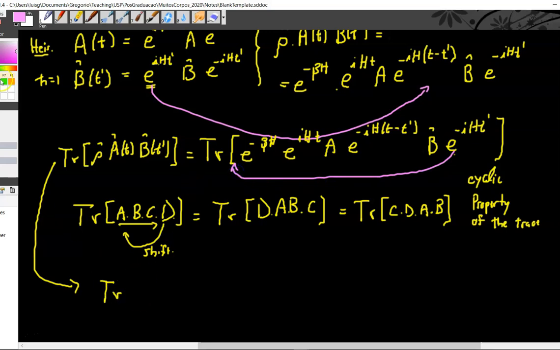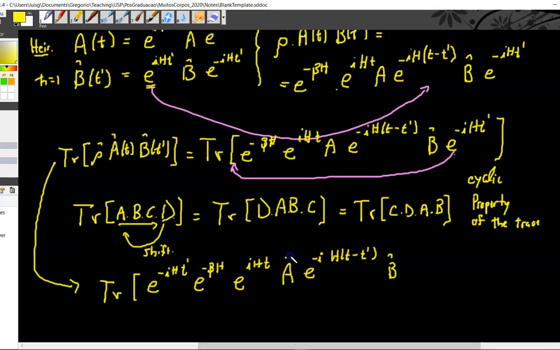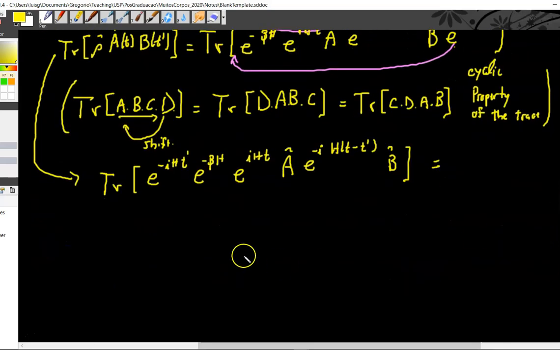Okay, this would be trace of e^{-iHt'} e^{-βH} e^{iHt} A e^{-iHt} e^{-iHt'} B. All right. So this is a parenthesis just to show the cyclic property of the trace. So let's go again. And now I can commute things here. So this guy, they commute.